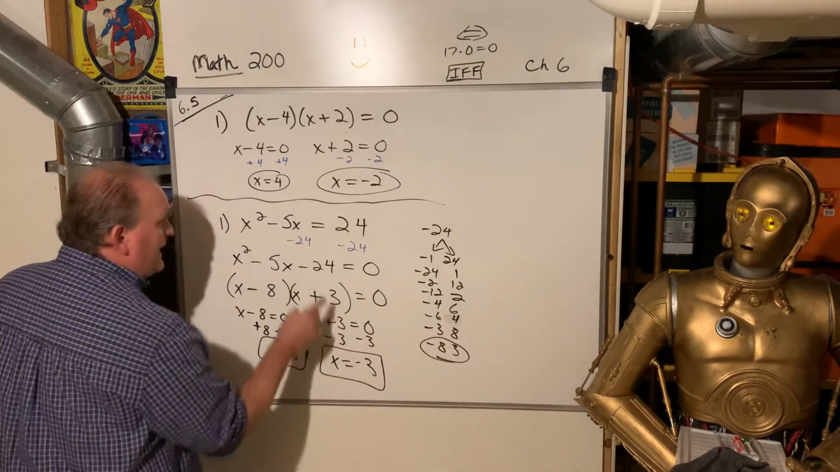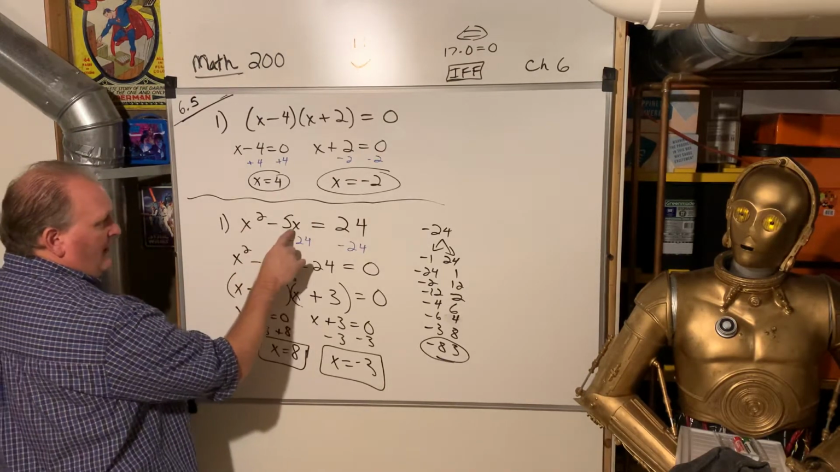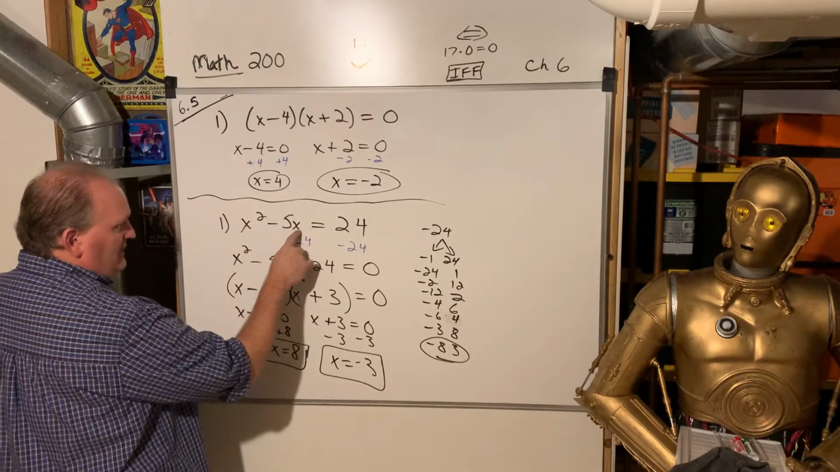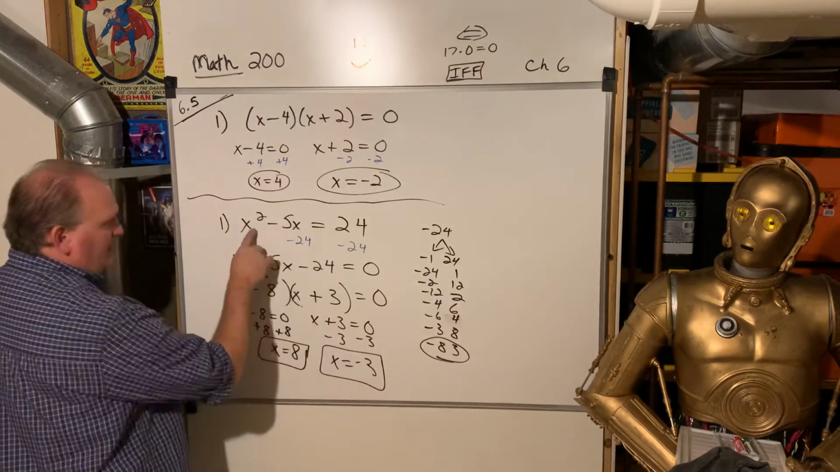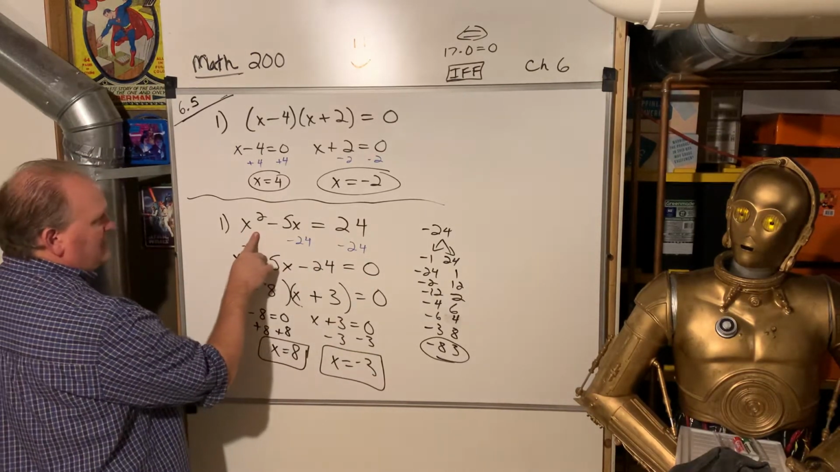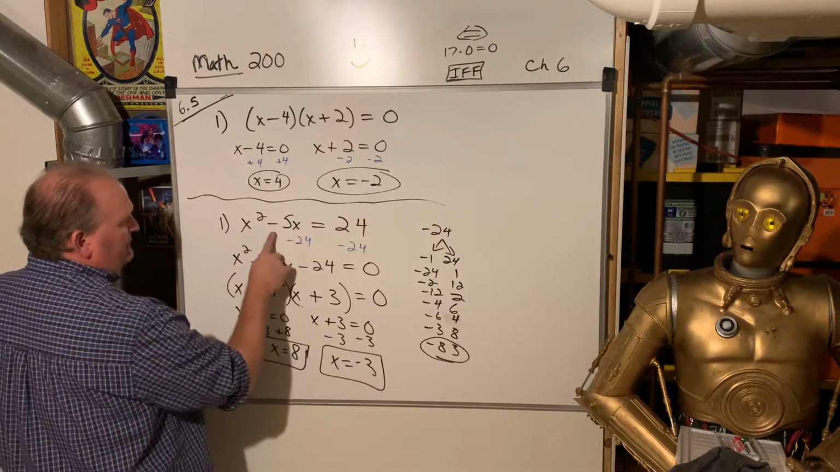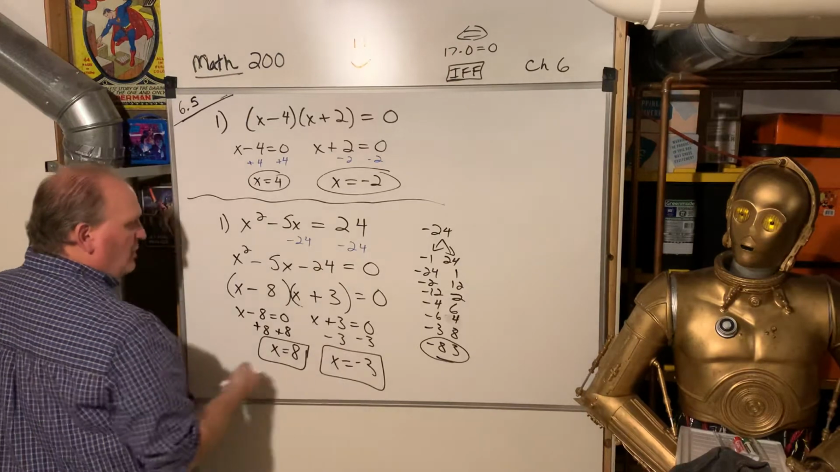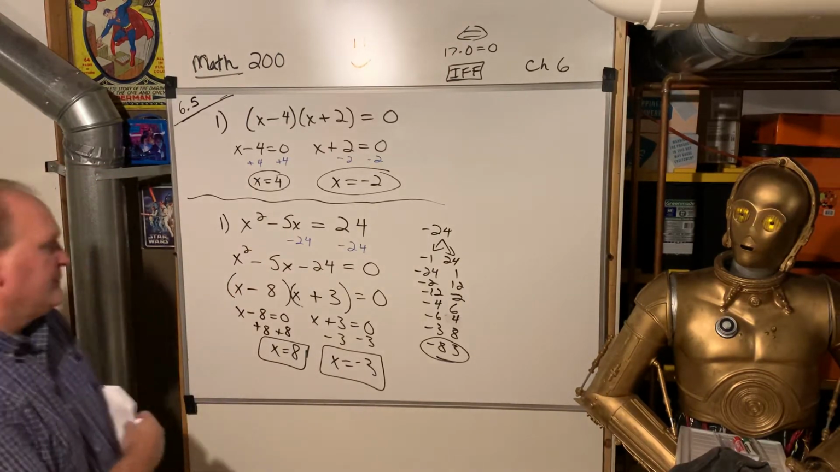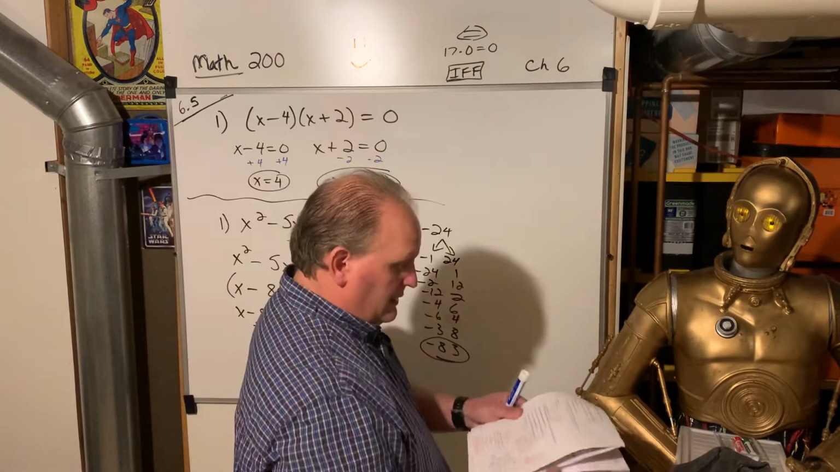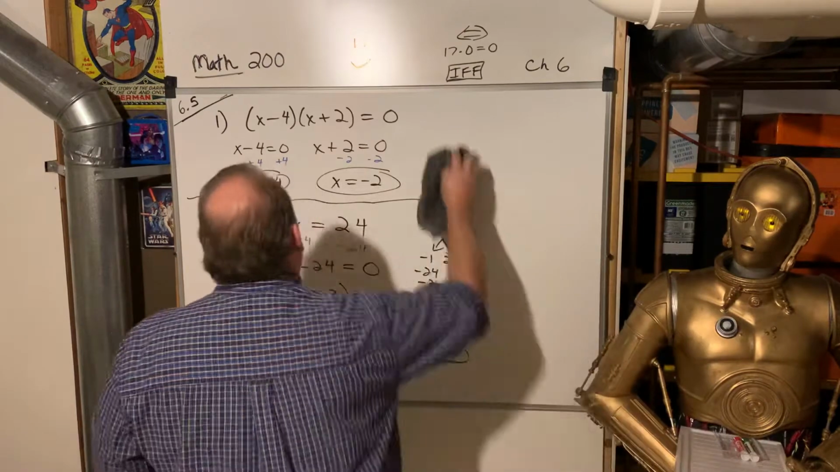You can put those back into the original. If I go 8 times 8, that's 64, minus 5 times 8 is 40. 64 minus 40 is 24. I could pop in -3, and -3 times -3 is +9. -5 times -3 is +15. 9 plus 15 is 24. So both of those work back in the original equation. They always will. All right. Let's do one more.